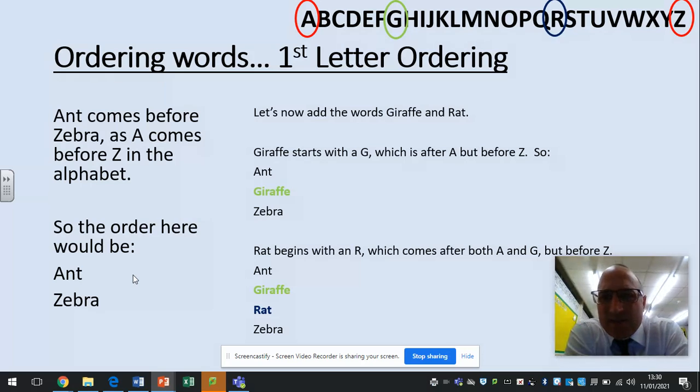Now, let's add the words giraffe and rat to this list. So let's start with giraffe. It starts with a G. So G comes after A but before Z. So the order therefore becomes ant, giraffe, and then zebra. Then if we include the rat, rat begins with an R, which comes after A and after G, but it comes before Z. So the order then becomes ant, giraffe, rat, and zebra. And you can see again, I have circled the letters on the alphabet at the top.